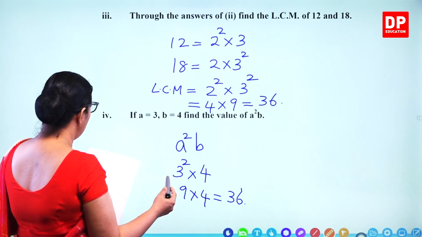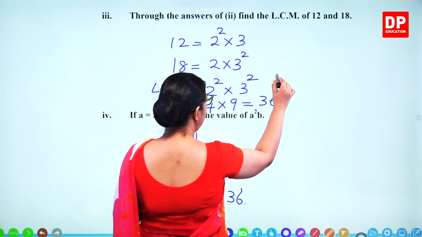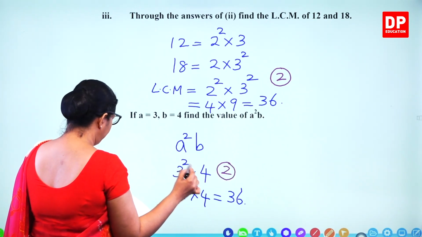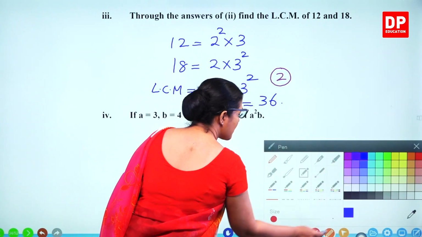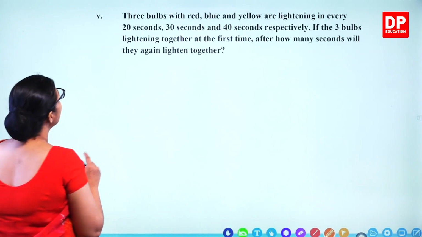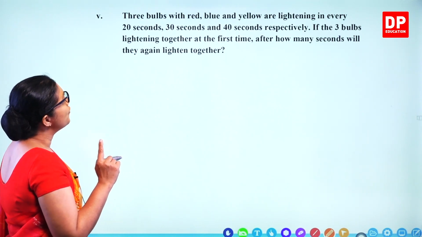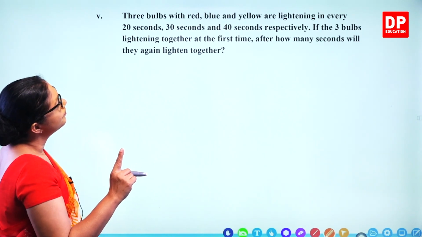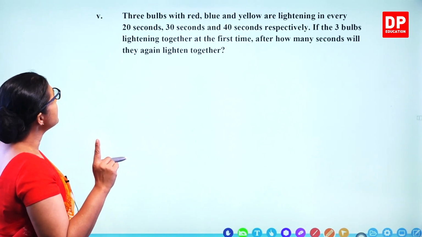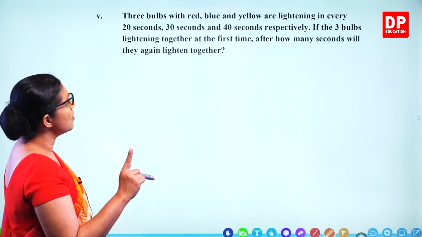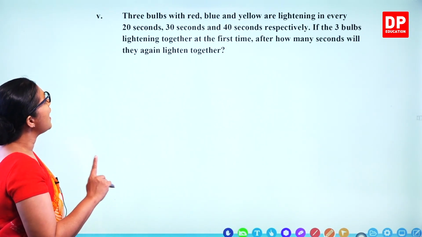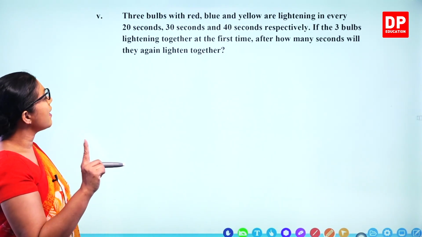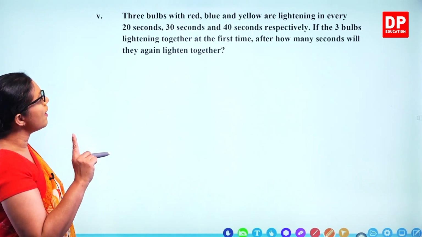So you get 2 marks here and 2 marks for this one as well. Let's take the last part, the 5th part. 3 bulbs with red, blue and yellow are lighting in every 20 seconds, 30 seconds, 40 seconds respectively. If the 3 bulbs lighten together the first time, after how many seconds will they again lighten together?